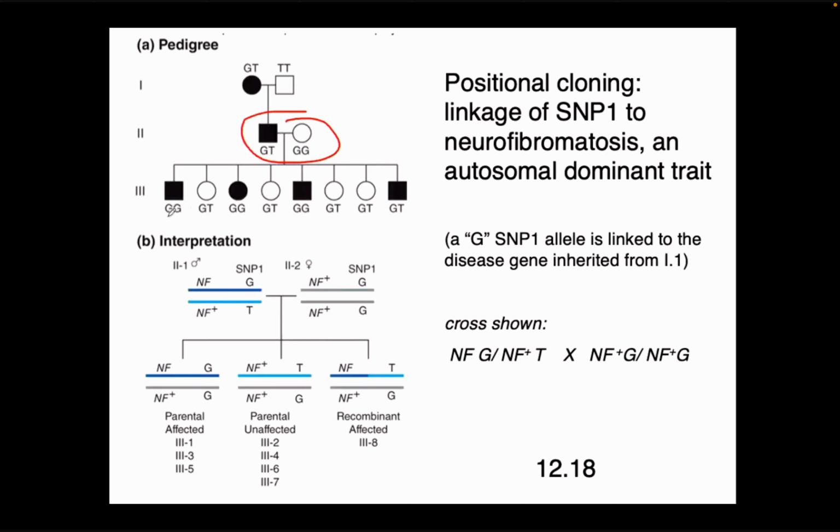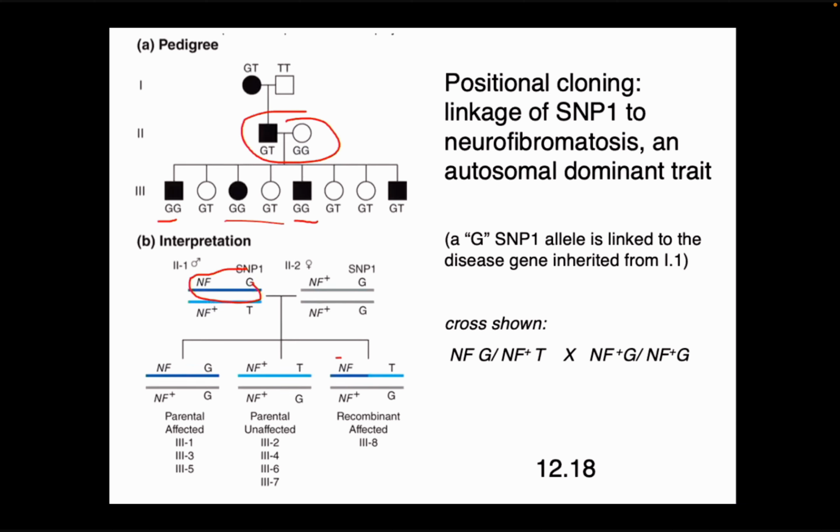And what you can see here is that most of the offspring who have neurofibromatosis, 3 out of the 4, have another G. So that lets you model that probably the neurofibromatosis mutation is on the same homolog with the G allele of SNP1. And then once in a while, you have a recombination between the mutant allele and G and T, and you end up with an individual who's like this, so they had a recombinant.